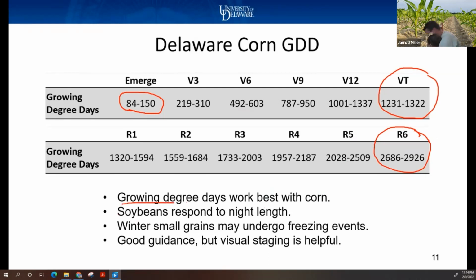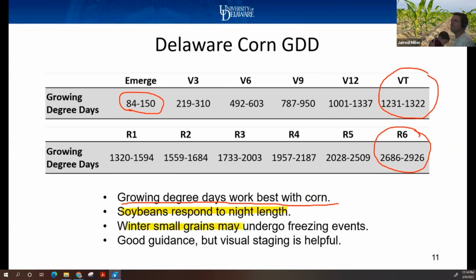So growing degree days really work best with corn. The temperature definitely affects soybean growth, but they really respond to night length when they go into flowering. So yes, temperature is going to affect when it germinates, and it's going to affect the leaf formation. That's definitely a factor, but really our soybeans are going to flower by night length.